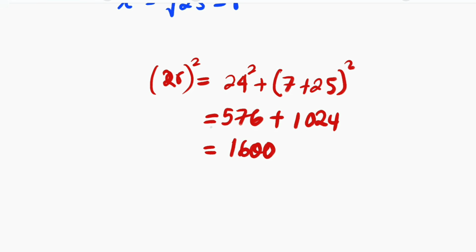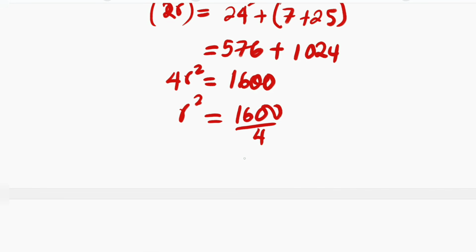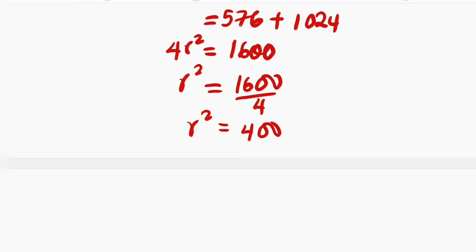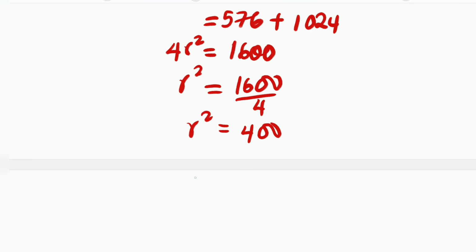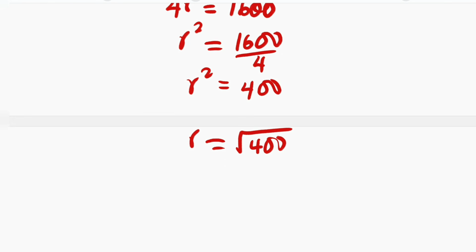But remember, the left hand side is going to be 4r squared. So let's divide both sides by 4. We have 1600 divided by 4 here. Remember that this is going to be 400, r squared, and r itself will be the square root of what? 400. And square root of 400 is 20, which means that the radius of this circle is 20.